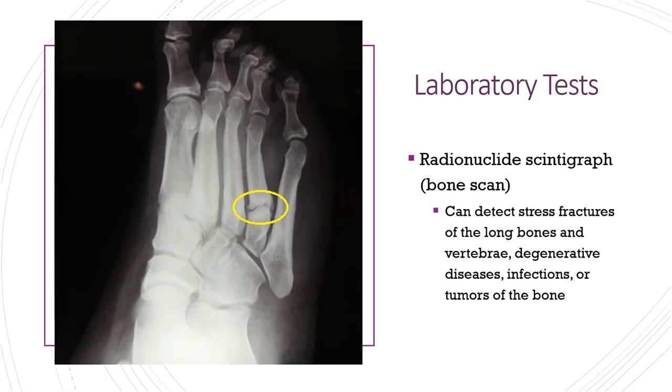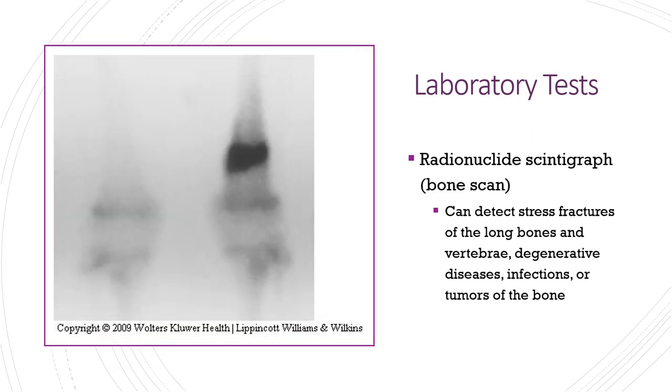A radionuclide scintigraph, or a bone scan, can help to diagnose a stress fracture, as is seen on this X-ray in the yellow circle. It may be clinically correlated to the plain X-rays or other diagnostic tests. A bone scan can detect stress fractures of the long bones and the vertebrae, also detecting degenerative diseases, infections, or tumors of the bone. There's no special preparation needed prior to a bone scan, and the risk to the patient is extremely minimal.